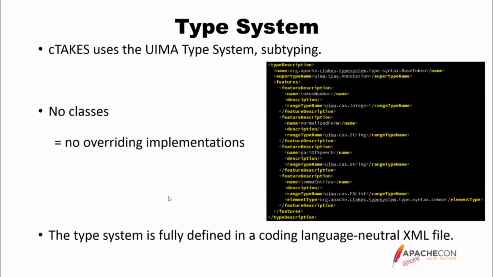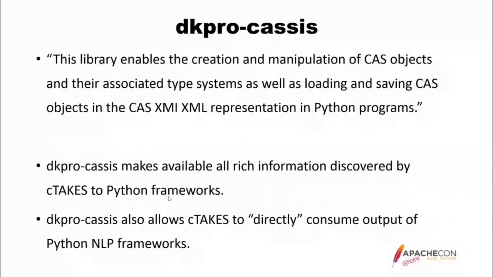shoehorn Python code into a Java framework. We don't have to try to similarly take a bunch of Java code and somehow get it running in a Python wrapper, right? Instead, what we can do is we can just save whatever we're doing in cTAKES as an XMI, which is a snapshot representation of the CAS that is containing all of the data for the cTAKES pipeline. We save that into a file. We can take a Python tool, and using DKPro Cassis, we can read that file that was written by cTAKES and create the same CAS, this data object, in Python. I hope that made a lot of sense.